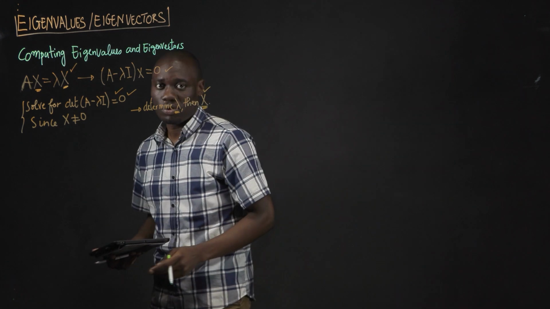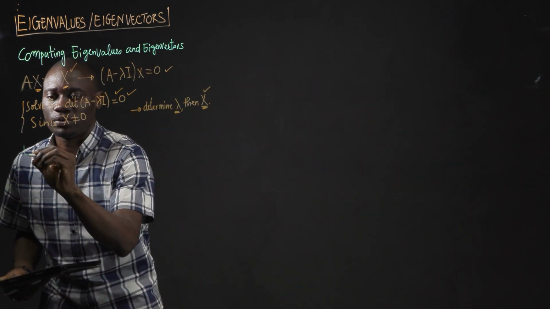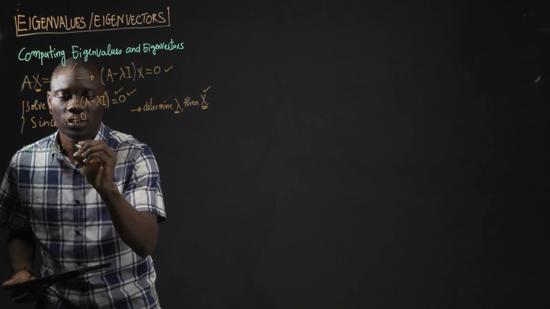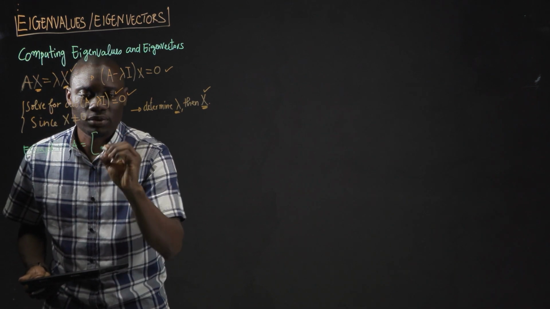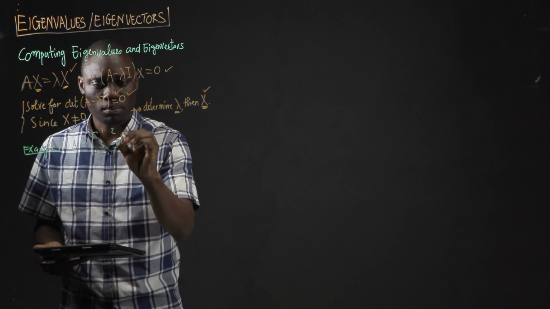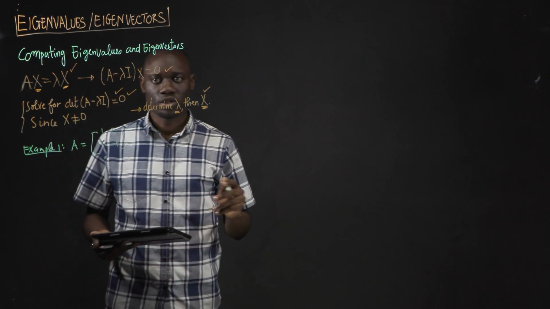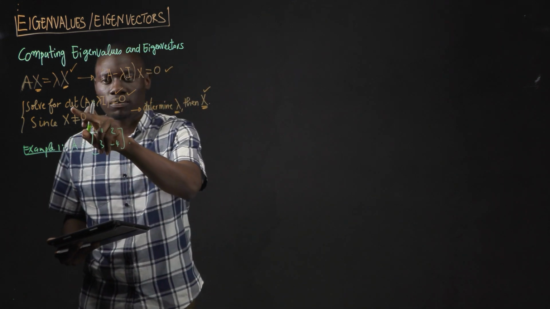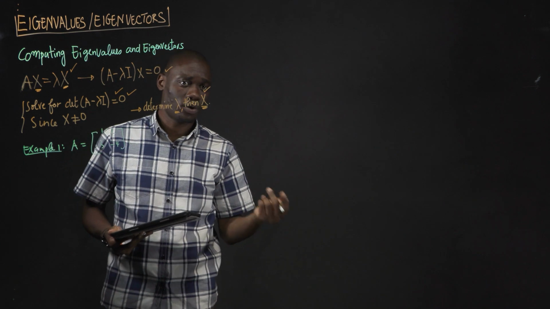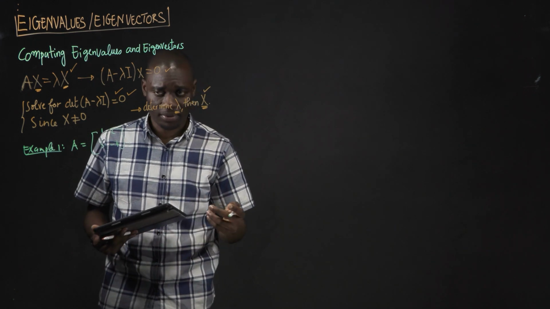Now, let's have a look at an example. Example 1. Find the eigenvalues and the eigenvectors of the matrix [1, 3; 2, -4]. So how will you do that? You have to solve for the determinant of A minus lambda I equals 0 to find the values of lambda.